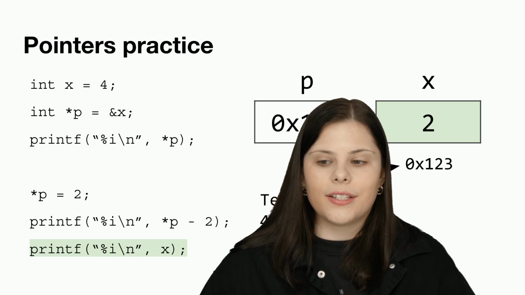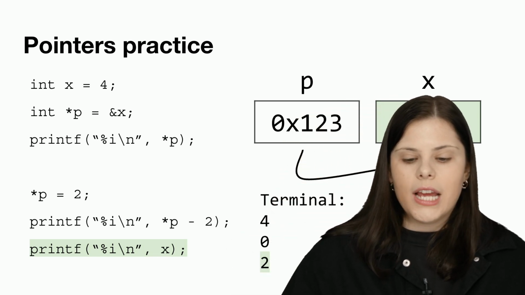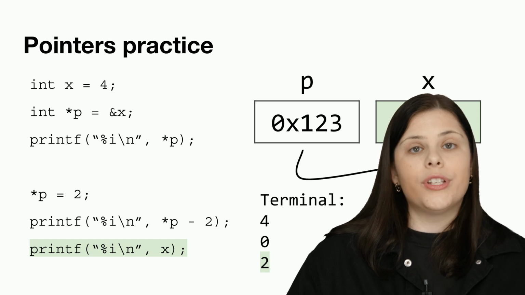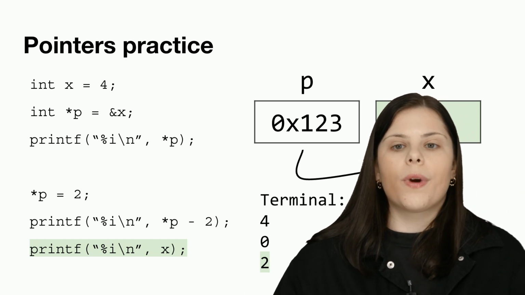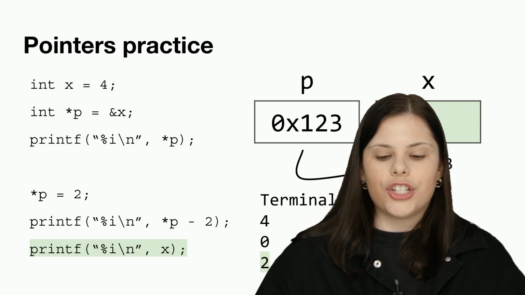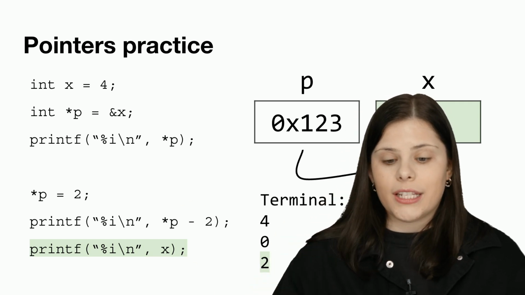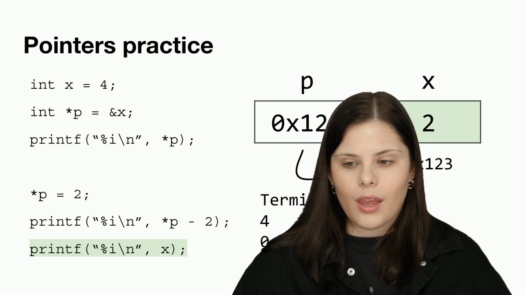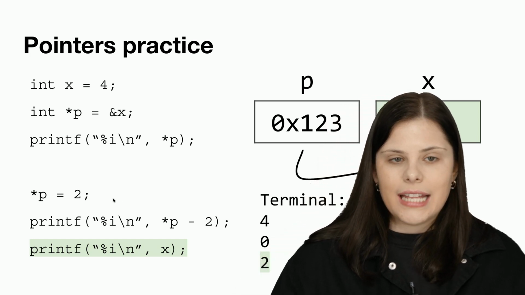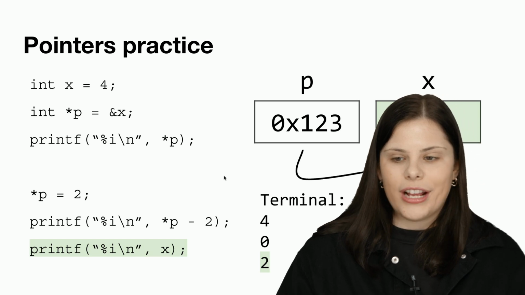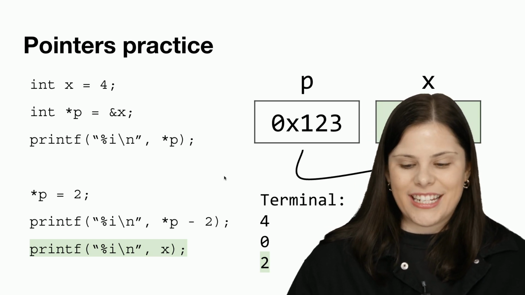So why didn't the last value change from 0 to 2? On line 5, where we're printing out star p minus 2, we're not explicitly changing the value of x. We are just using that value by referencing the pointer and subtracting 2 from it. Okay, let's keep moving forward for the sake of time, but I'll try to get to some of my questions at the end of the section.